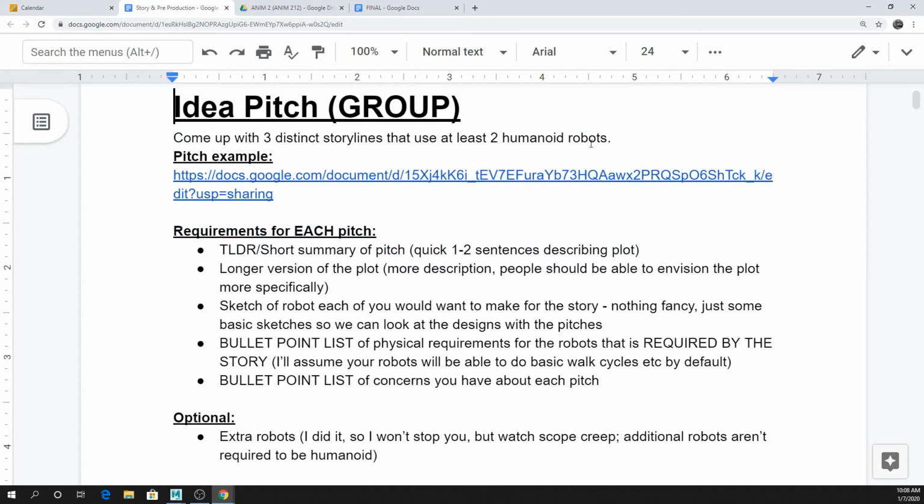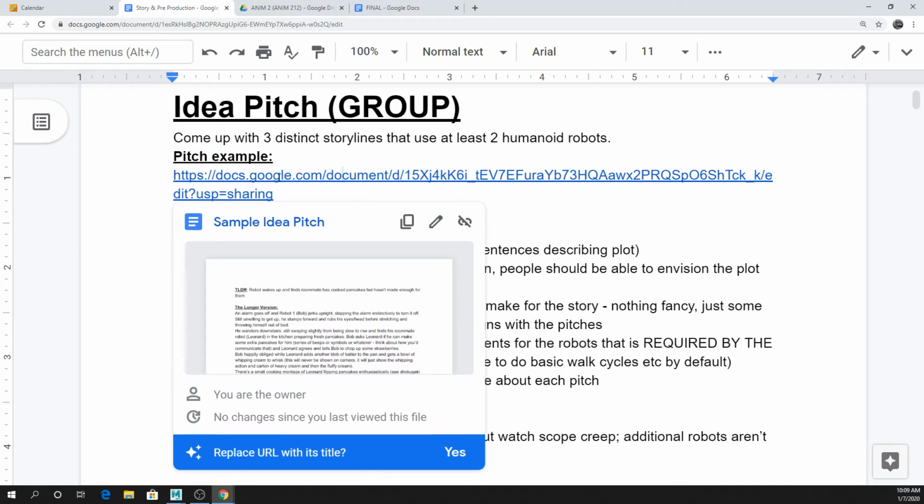But these idea pitches, this is a group project, so you'll submit this. One person from your group will compile all of the stuff and submit it, and then you'll get graded for everyone. But basically, it's just coming up with 3 distinct storylines that use at least 2 humanoid robots, or 3 if you're in the 3-person group. I have this little pitch example, which I'll go over a little bit later.